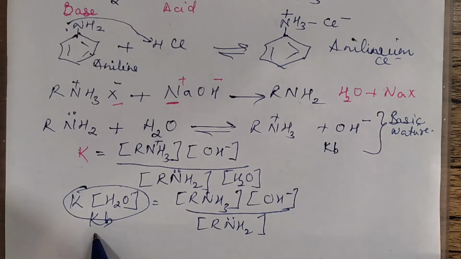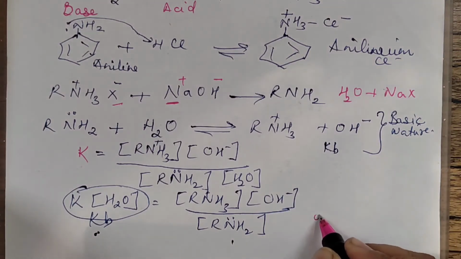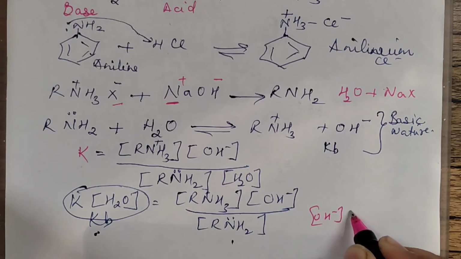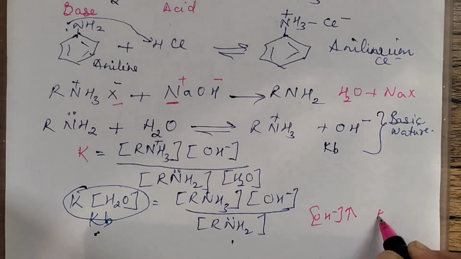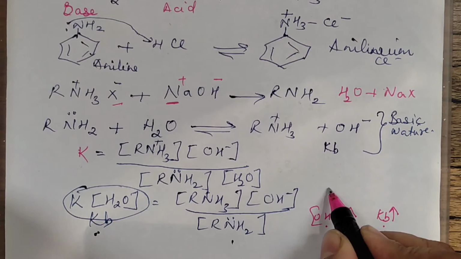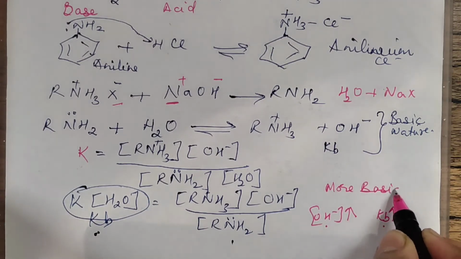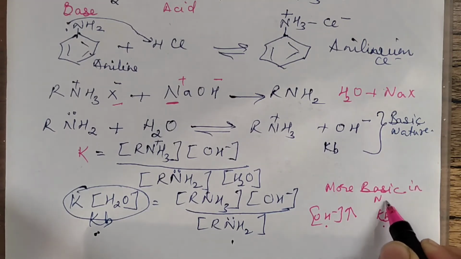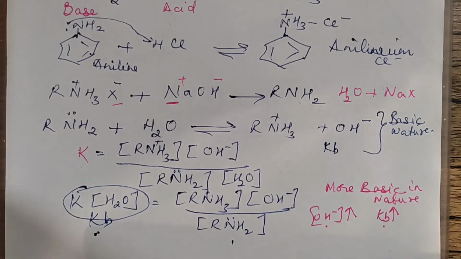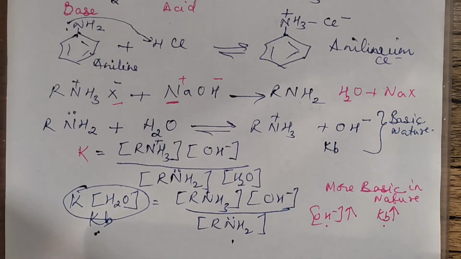So what is Kb, children? Kb is equal to the concentration of this salt RNH3 plus OH minus by amine. In a way, we can say that if the concentration of OH minus ion is more, the Kb value will be more. We can say that the amine is more basic in nature. Very, very important. You can be asked to compare with respect to the Kb or the pKb values.